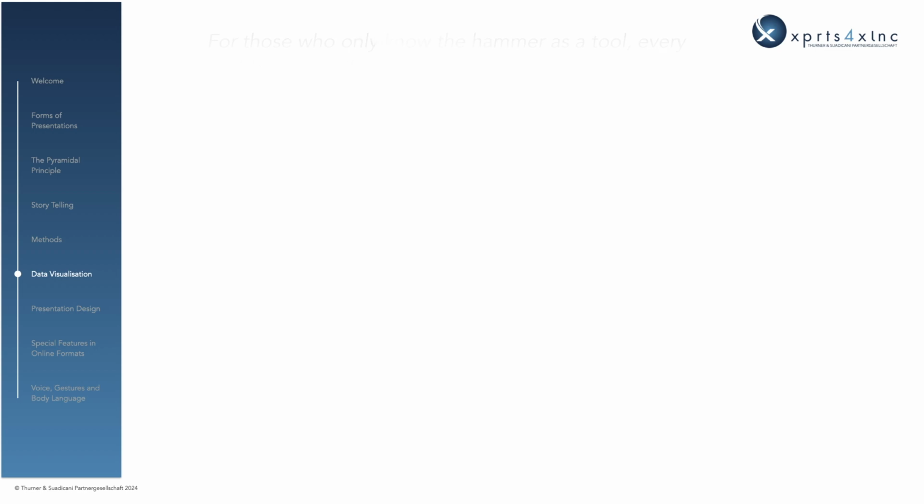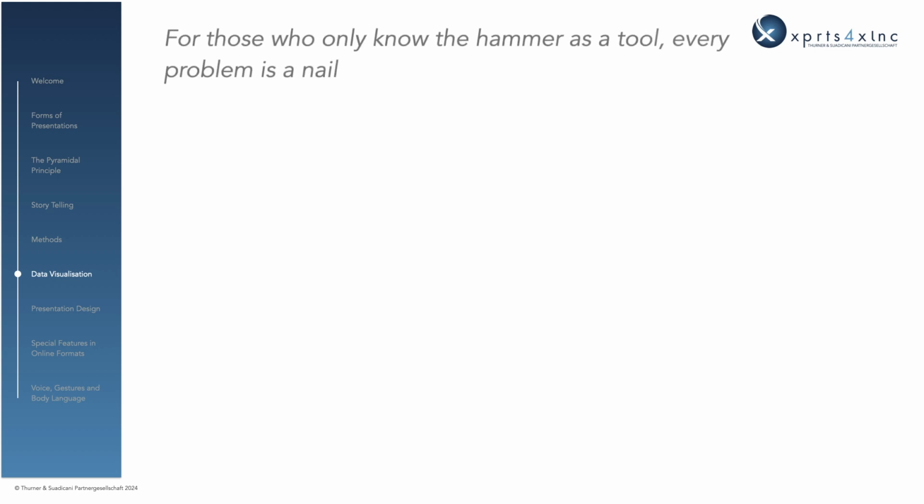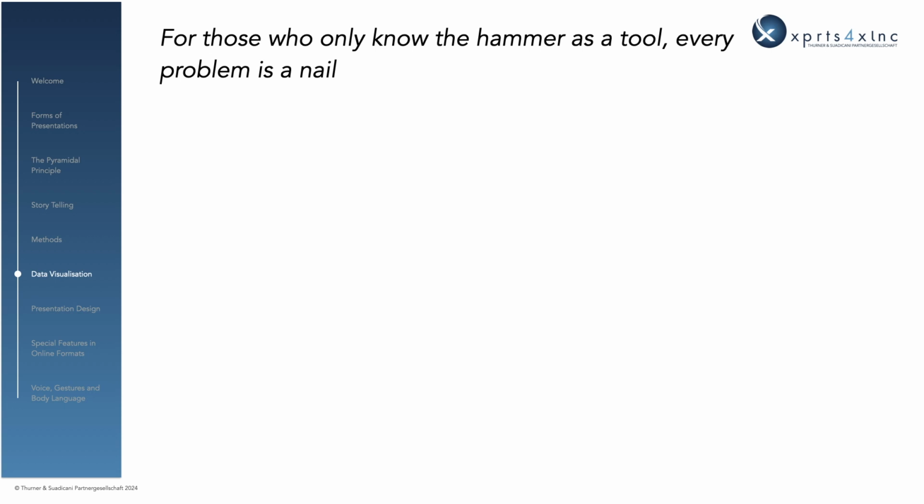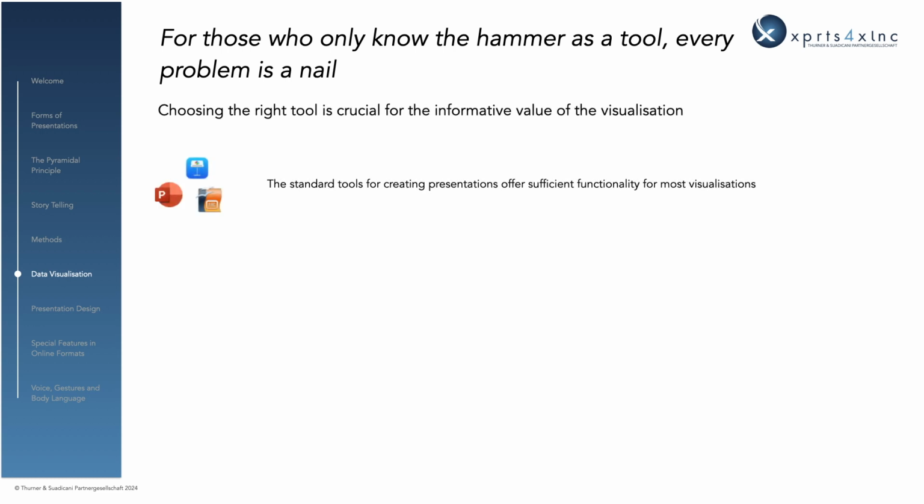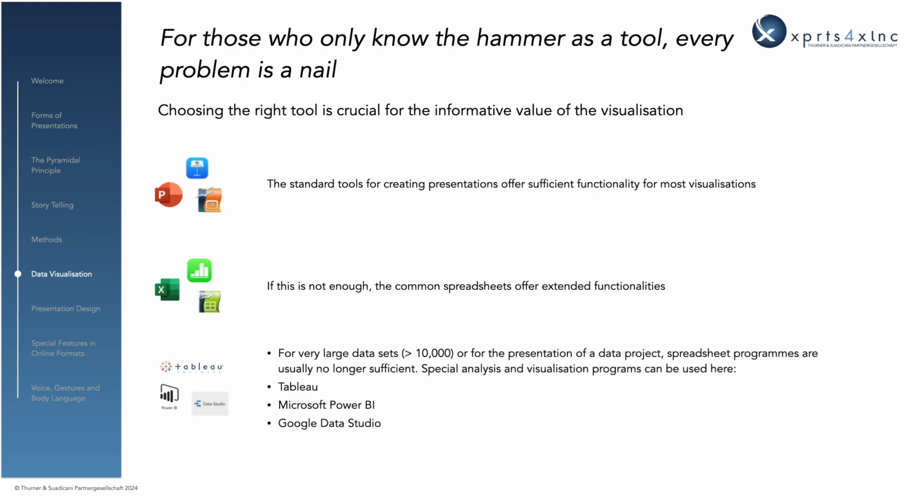Now let's talk about tools for data visualization. There is a good saying. For those who only know the hammer as a tool, every problem is a nail. Choosing the right tool is crucial for the informative value of the visualization. The standard tools for creating presentations offer sufficient functionality for most visualizations. If this is not enough, the common spreadsheets offer extended functionalities. For very large data sets or for the presentation of a data project, spreadsheet programs are usually no longer sufficient. Special analysis and visualization programs can be used here. Tableau. Microsoft Power BI. Google Data Studio.